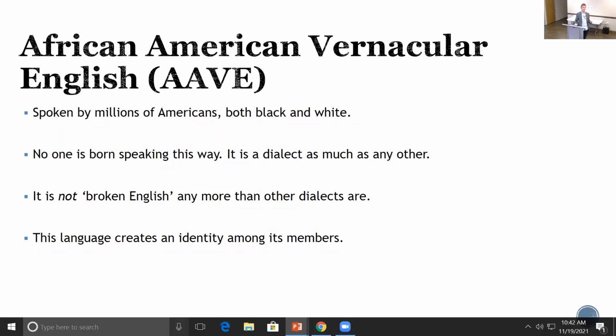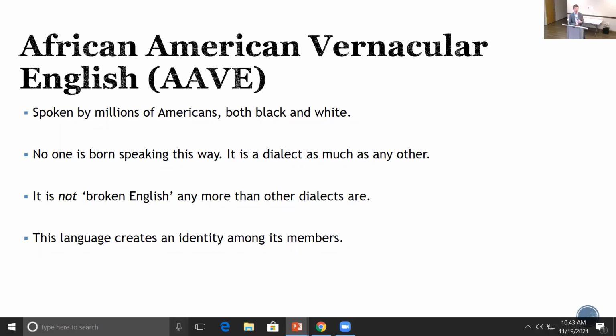This is the particular version that I want to talk about and that I like to always advocate for, because to me, this is one of the most interesting forms of English that we have in the United States. It is a variety that's spoken by millions of people. No one is born necessarily speaking this way.